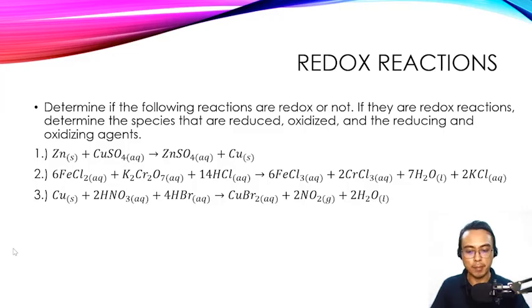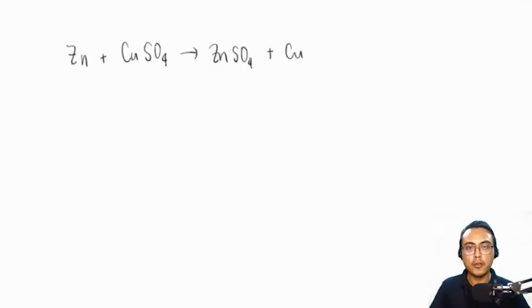of elements. Let's have number 1. We have zinc plus copper sulfate yields zinc sulfate plus copper. First, we have two free elements here, that is zinc and copper, so automatically they get 0 as their oxidation states. Now, if you take a look at copper sulfate or CuSO4, this is another ionic compound which we can separate into its cation and its anion. Its cation is copper and its anion is sulfate.